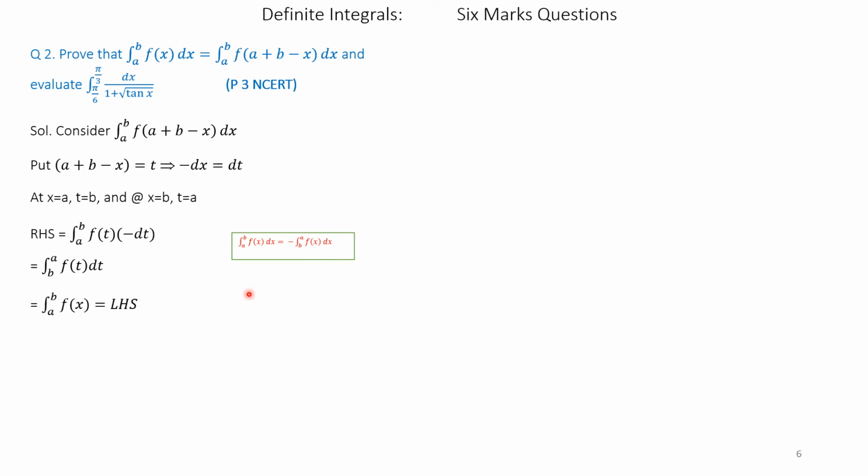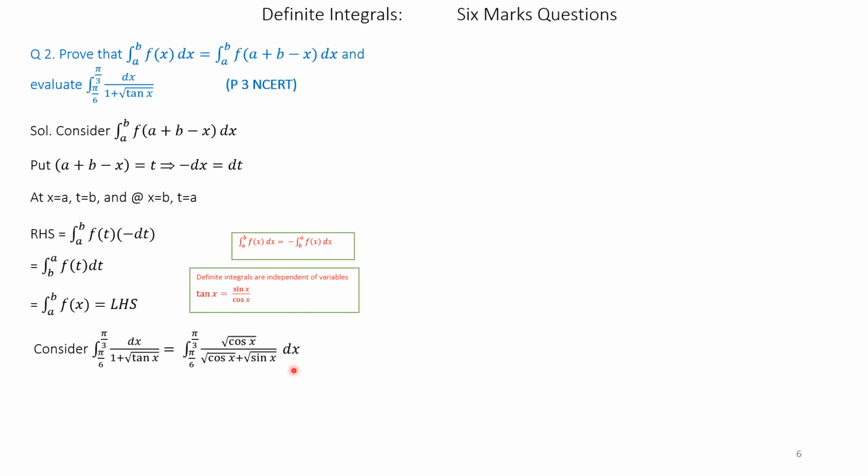Therefore, this is integral a to b of f of x, and that is equal to the left hand side. Hence, we have proved right hand side is equal to left hand side. This is because definite integrals are independent of variables.